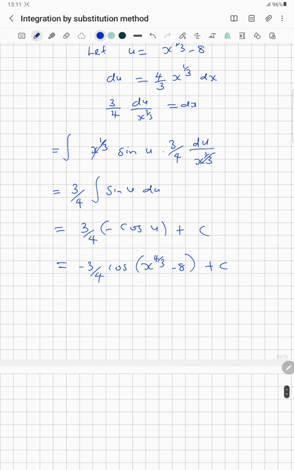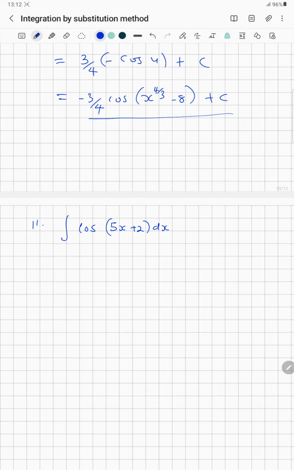These questions are very simple if you get used to them. The more you do, the more simple they become to understand and to really know how to solve them. So that is the solution to question 10. We can look at the solution to the next question.